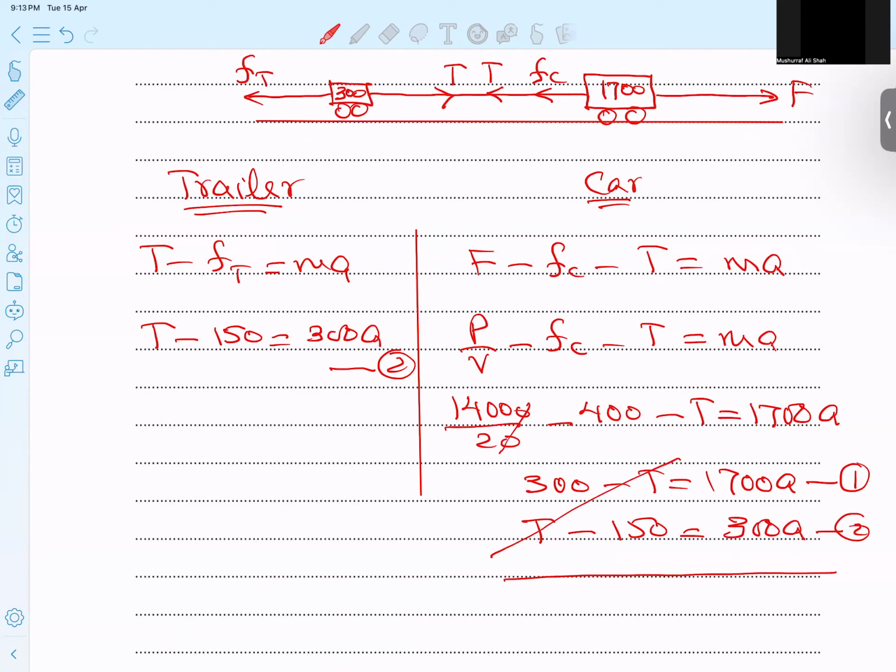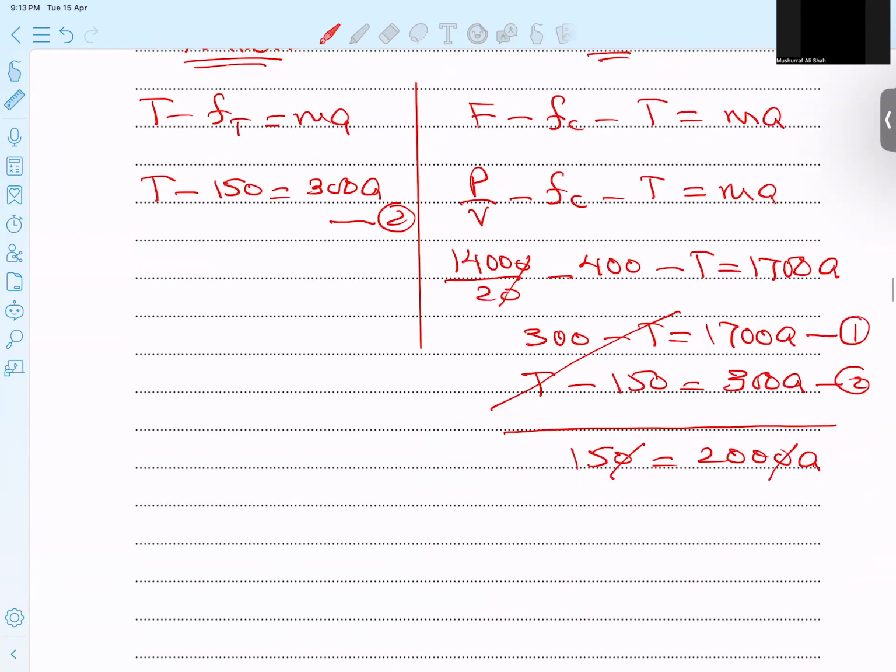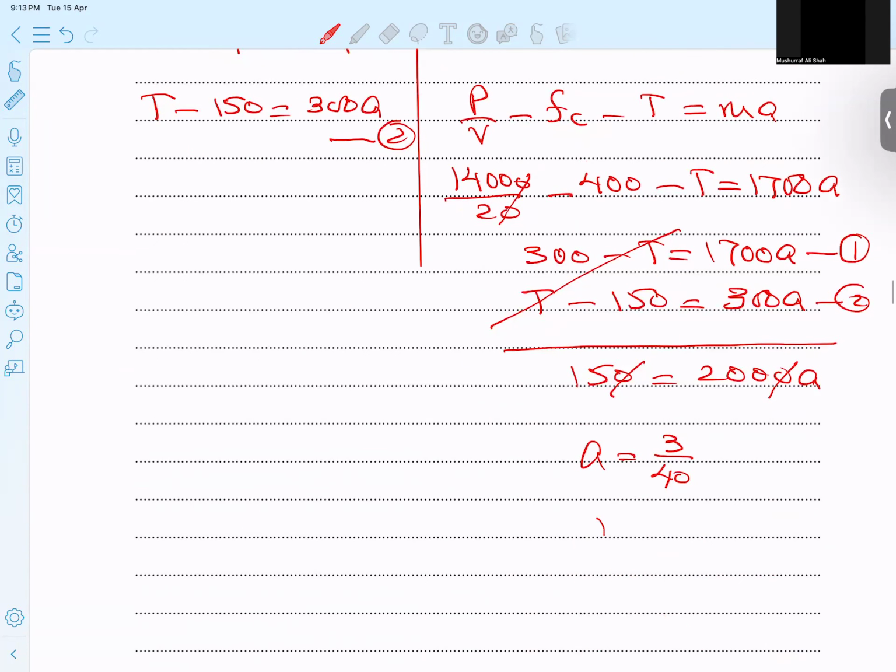Tension cancels. I got 150 equals 2000a, and a is equal to 8. So this 0 cancels out. So 15 divided by 200, we got acceleration 3 over 40. 3 over 40 is the acceleration. So this is okay. All right, we can write 0.075 meter per second square. I hope the point is very clear.